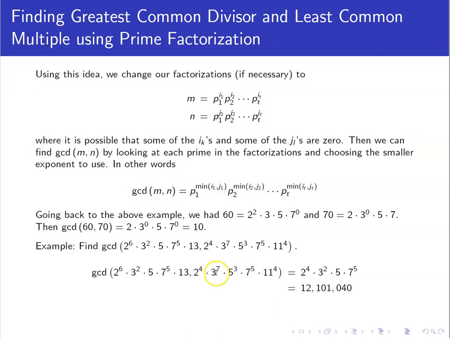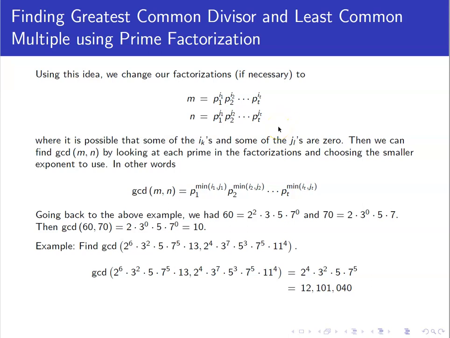Like I mentioned in that previous example, we can change our factorizations if necessary so that the list of primes is the same for both numbers. Since I have the same list of primes for both numbers, I have the same number of distinct primes in the factorizations, so I can use the same subscript t in both places. I can then have the appropriate exponents for both the p's for m and the p's for n, where it is entirely possible that some of those exponents are zeros.